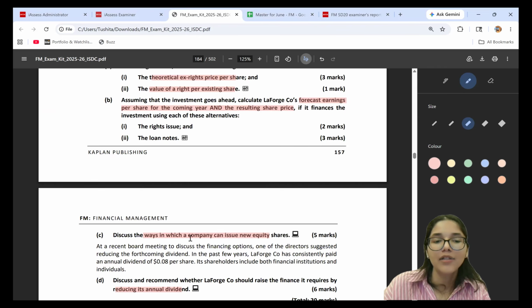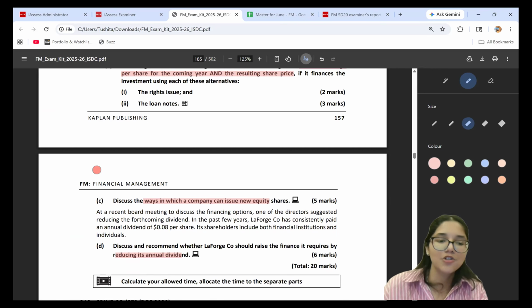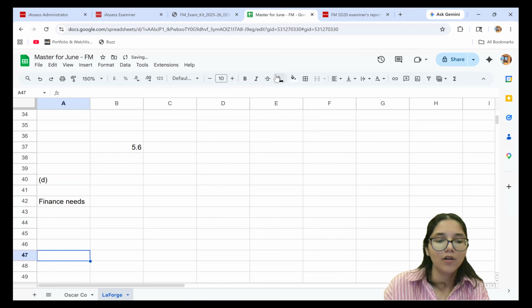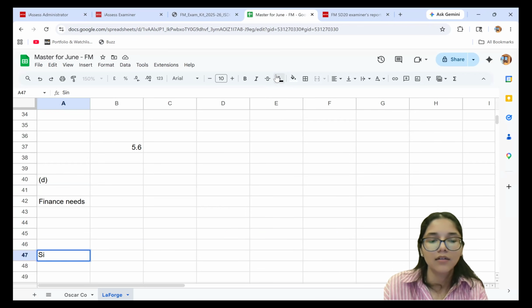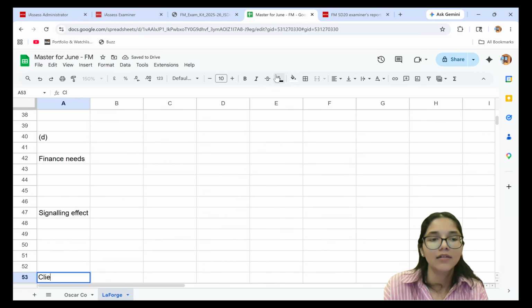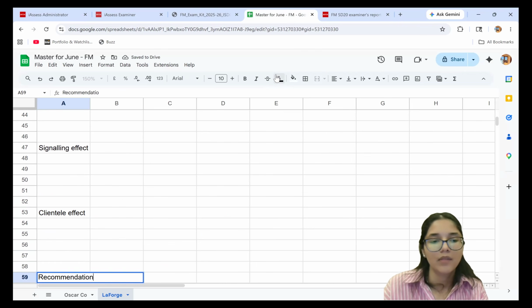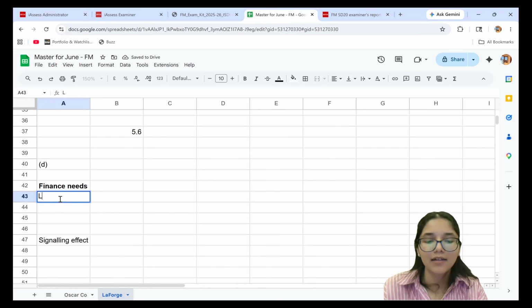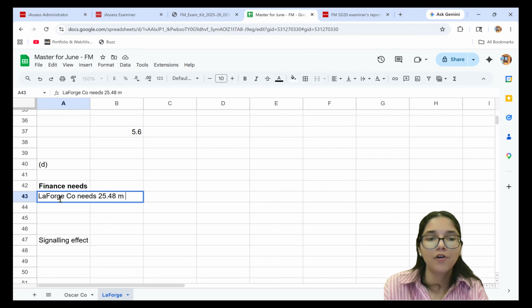Firstly, if you have a look at the requirement, I will talk about the discussion. So in the discussion part, I will talk about my finance needs. Then I will talk about the signaling effect. And then I'll also talk about the clientele effect. And then I will finally write about the recommendation. So what will I say over here is, firstly, when it comes to the finance needs, we say that Laforge company needs $25.48 million for the planned expansion.